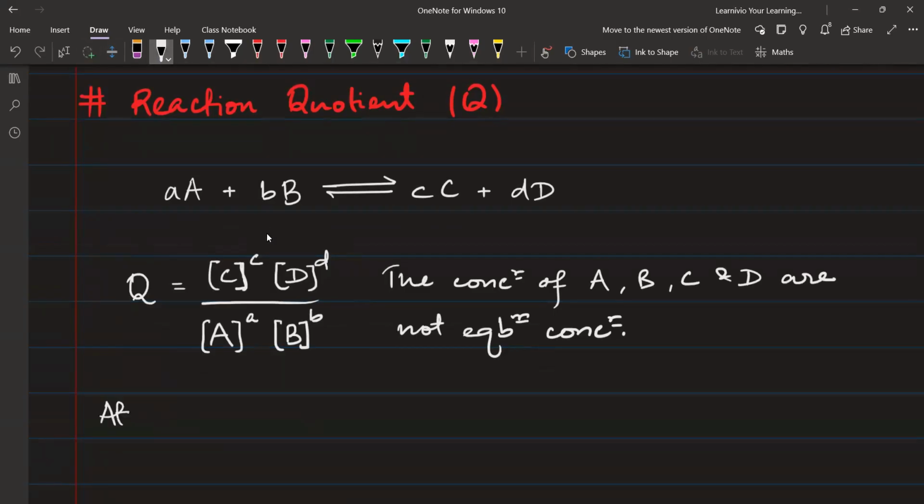At equilibrium, what happens? Q is equal to K. And when the equilibrium is not there, then it is Q. As soon as equilibrium comes, this Q and K will become equal. Does this make sense? Yes or no? Please tell me. Yes, sir. Will everyone remember? Ali, Jovita, Shaima, yes, tell me, guys. Okay. Write this down.